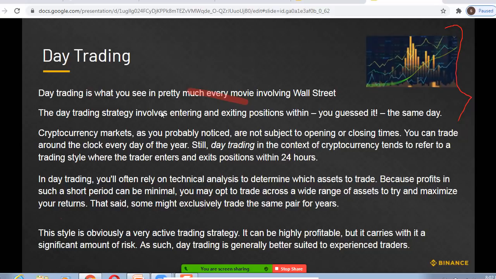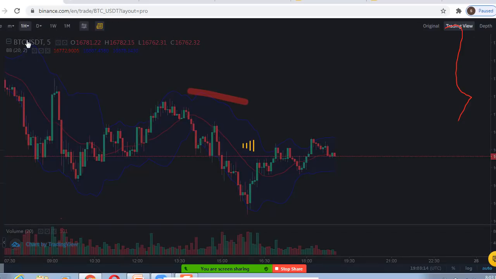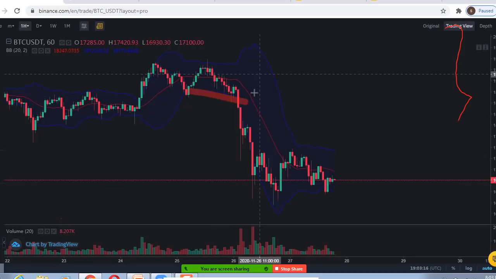So in day trading, you probably rely on technical analysis to determine the price of an asset, and you profit within that short time. But the most important thing is that you are staying on your computer all through the day, predicting the price of the market, taking advantage of price fluctuation. So for day trading, you are looking at 15 minute charts, 30 minute charts, 1 hour charts to predict the price of the market so that you can take advantage of price fluctuation.